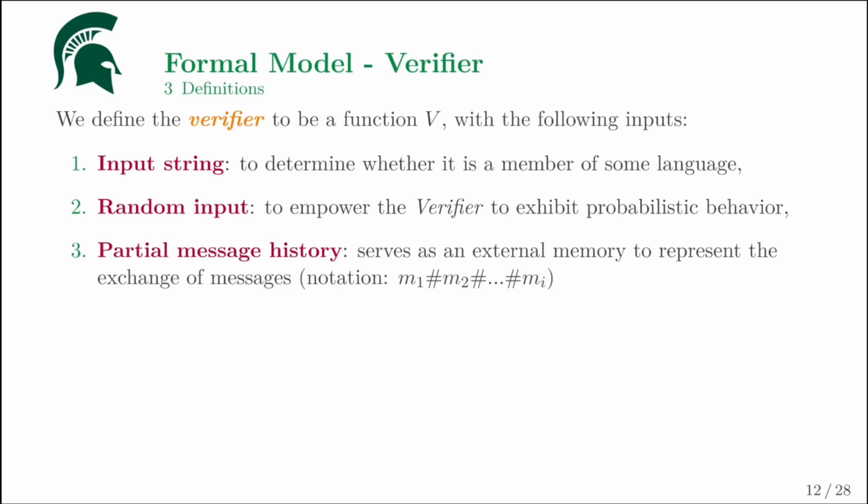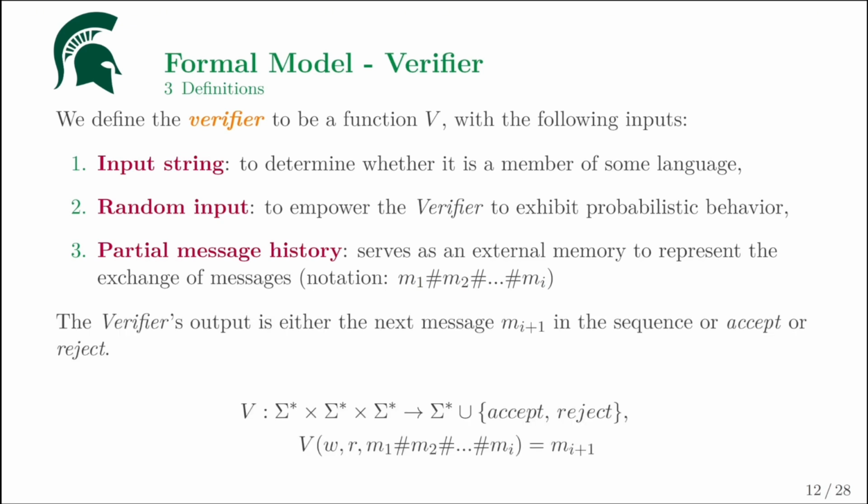And third is the partial message history, which consists of the previous exchanges between itself and the prover. This must be part of the input, as the verifier is only a function and therefore has no memory of its own. And the output is going to be either accept, reject, or another message to the prover where it's going to ask for another response.